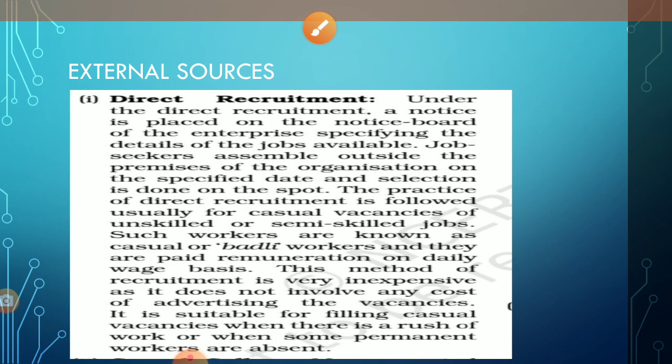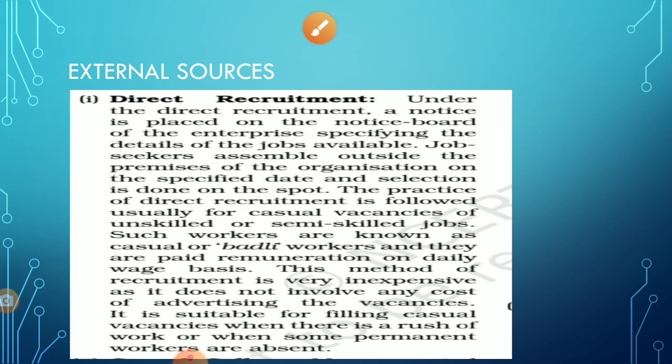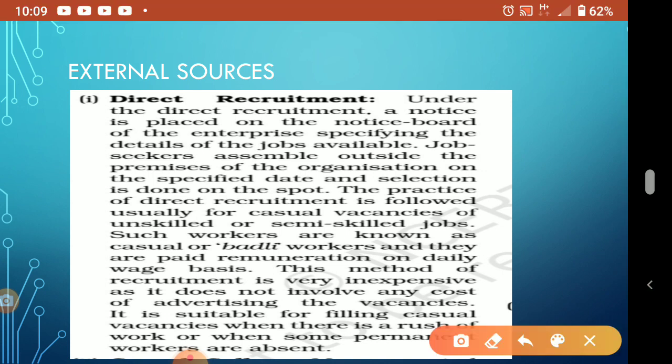We will discuss the commonly used external sources of recruitment today. Okay, first is direct recruitment. So what do you mean by direct recruitment? In direct recruitment, a notice is placed on the notice board of the enterprise specifying the details of the jobs available. You might have seen when you go outside, some shops put a notice on the windows outside their door, like sales girl needed, accountant needed, clerks needed. One simple notice they put in front of their shops.